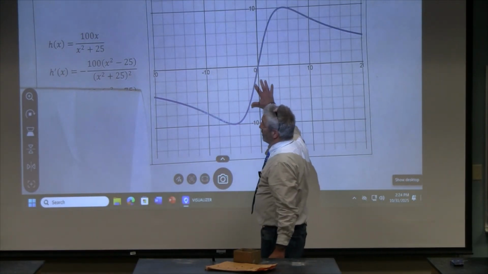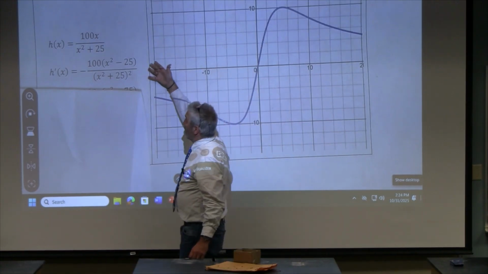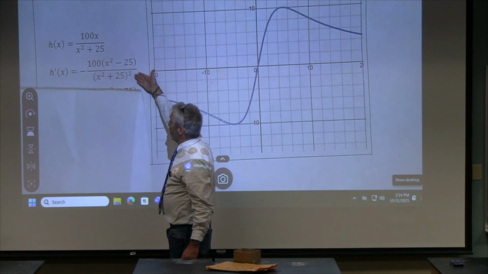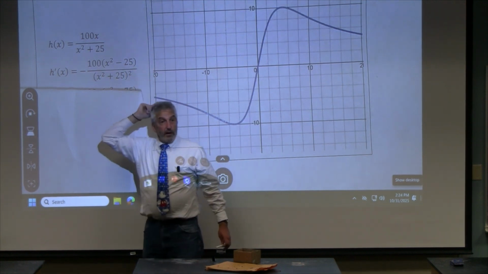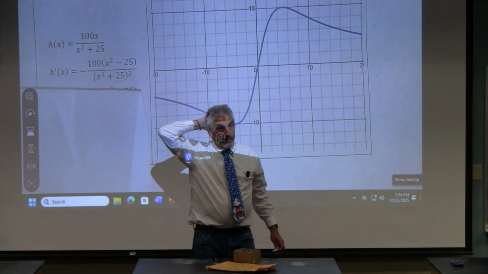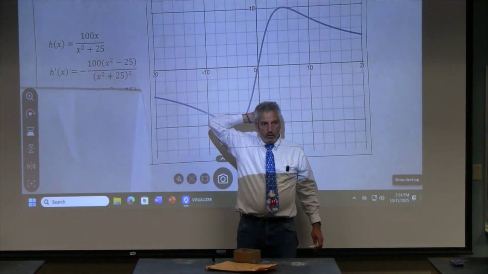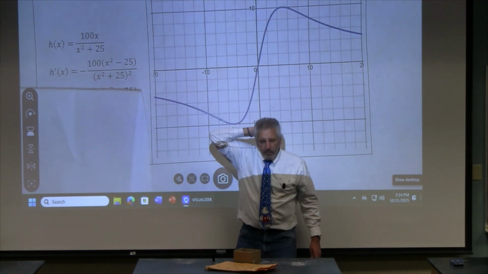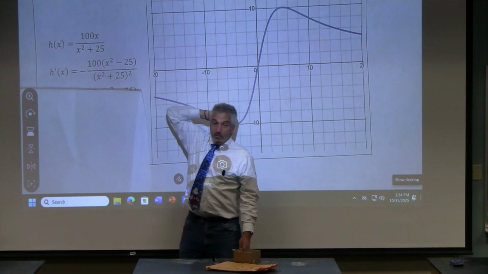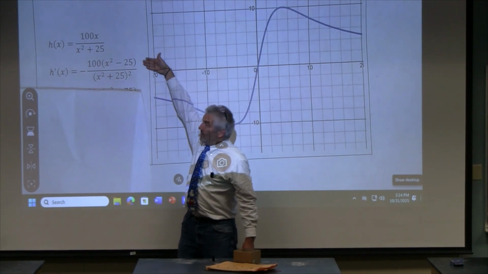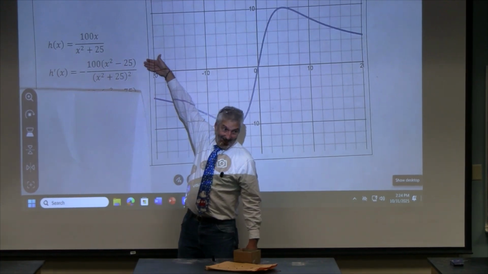This h prime is never discontinuous because the denominator is never 0. But look, what are the values that cause h prime to be 0? Gwen? 0. No, you said it before. Look at the numerator. 5 and -5. Yeah, exactly.